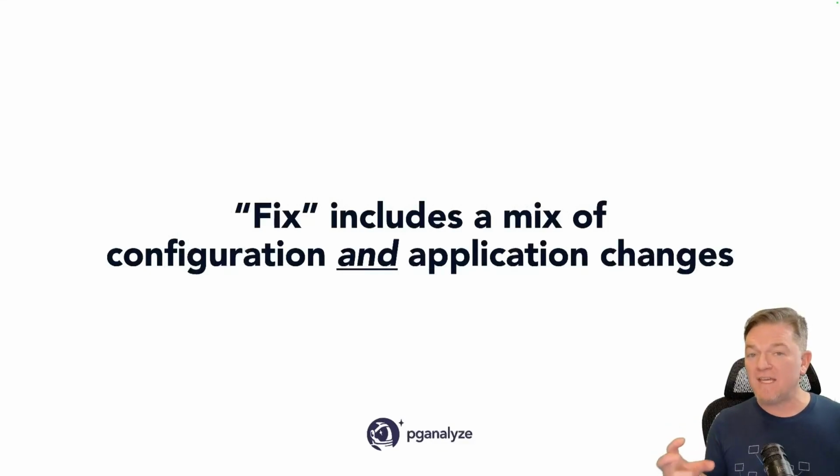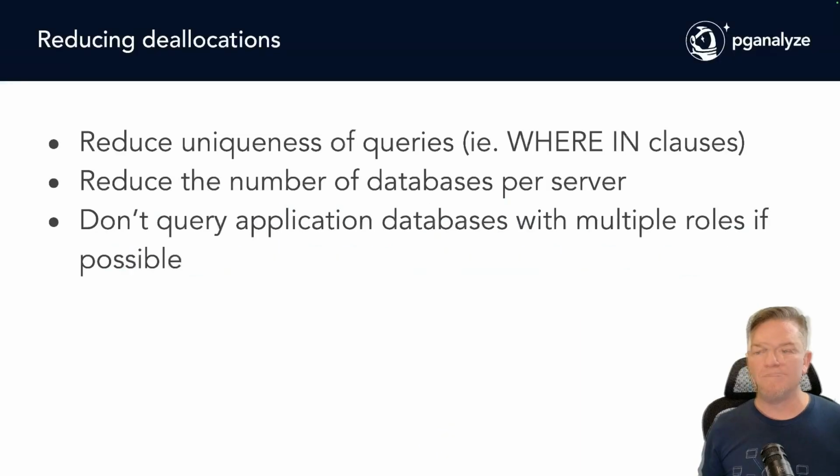But remember, the fix to deallocations is almost never just about tuning these values in pg_stat_statements. It is also about looking at your application itself. And so we've talked about a few of these before. The first way you can reduce deallocations is to reduce the uniqueness of the queries that are being executed. Now, one thing we specifically looked at in the first video was the WHERE IN clauses, and how when you have many of those with different lengths of values, you get many individual entries in pg_stat_statements on Postgres 17 and below. Consider how you could change that to maybe an array value, and if you're using an ORM, there might be some helper functions to do that.